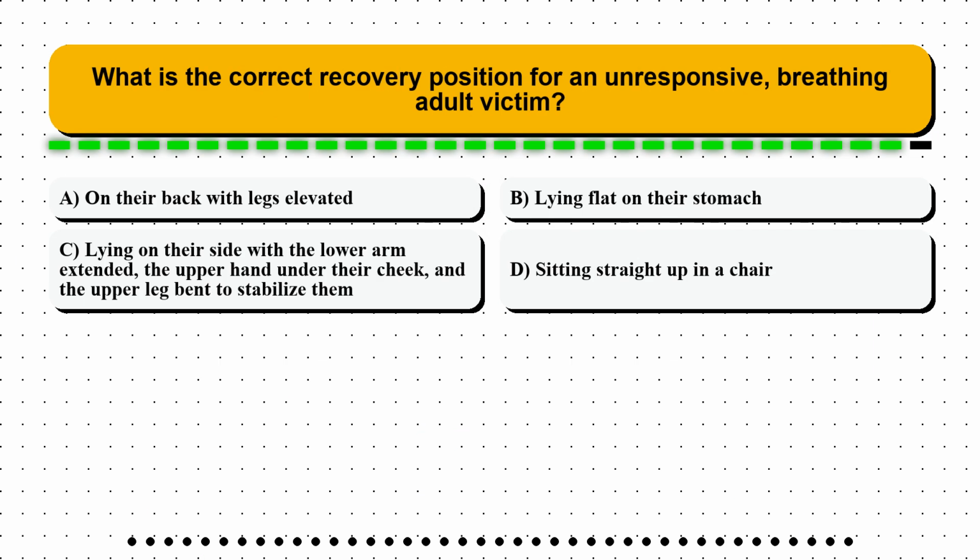Question 30. What is the correct recovery position for an unresponsive, breathing adult victim? Option A. On their back with legs elevated. Option B. Lying flat on their stomach. Option C. Lying on their side with the lower arm extended, the upper hand under their cheek, and the upper leg bent to stabilize them. Option D. Sitting straight up in a chair.